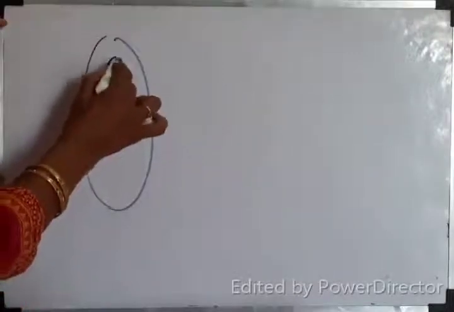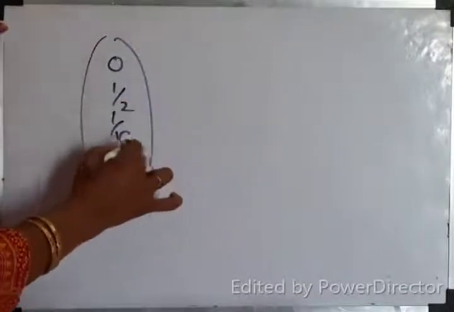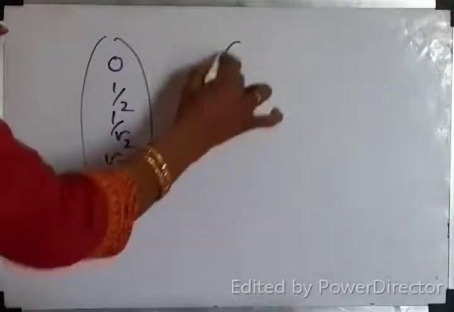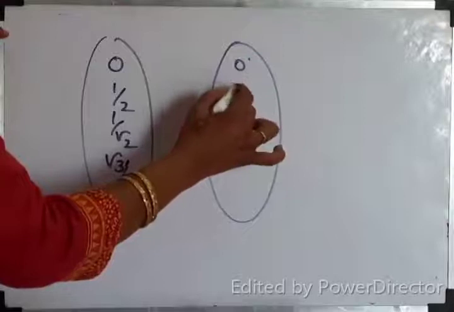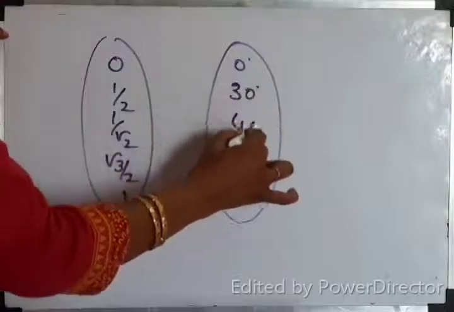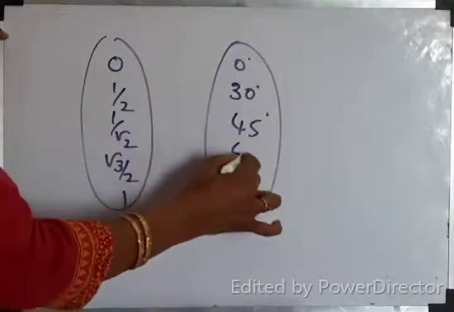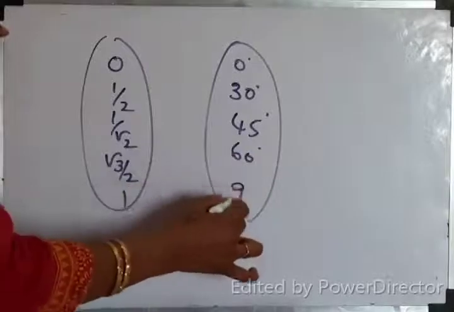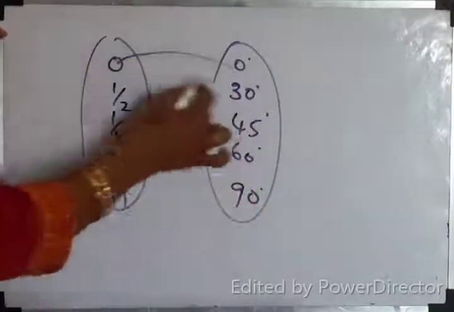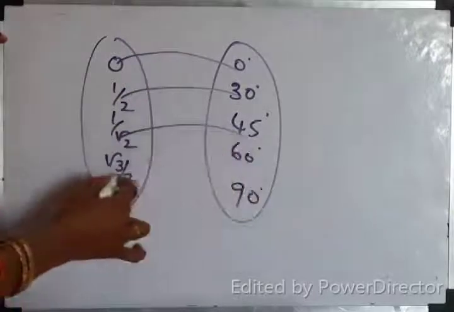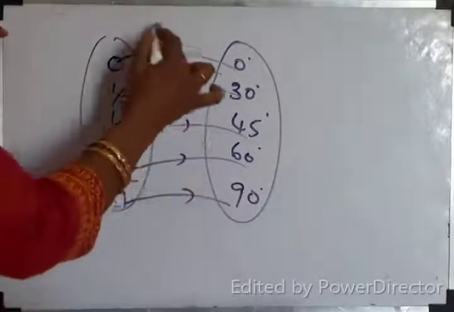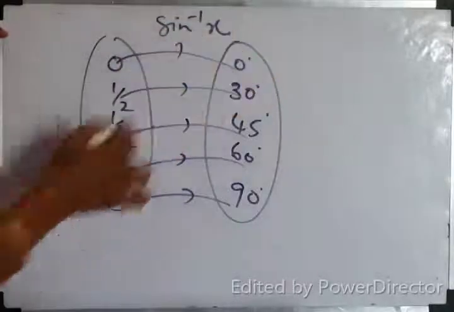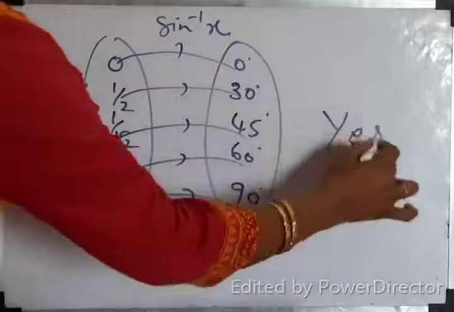For example, if I write 0, half, 1 by root 2, root 3 by 2, 1. Here 0 degree, 30 degree, 45 degree, 60 degree, 90 degree. Correct? 0, 1 by 2 is 30, 1 by root 2 is 45, root 3 by 2 is 60, 1 is 90. Yes? This is sine inverse x. Is it a function? Yes.